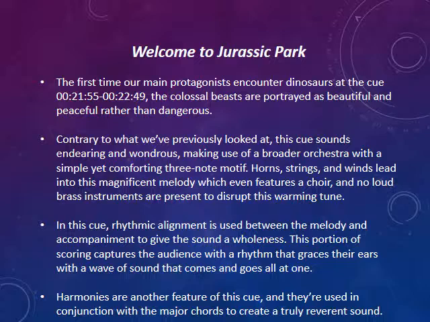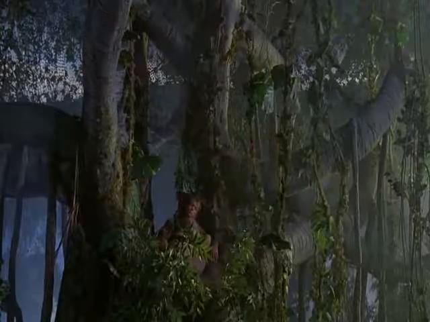In this cue, rhythmic alignment is used between the melody and accompaniment to give the sound a wholeness. This portion of scoring captures the audience with a rhythm that graces their ears with a wave of sound that comes and goes all at once. Harmonies are yet another feature of this cue, and they're used in conjunction with a set of major chords to create a truly reverent sound. Now, let's move on to our next clip.